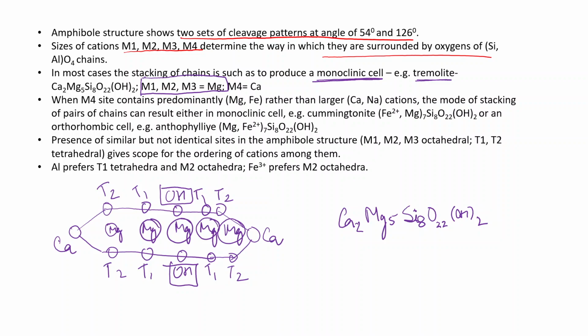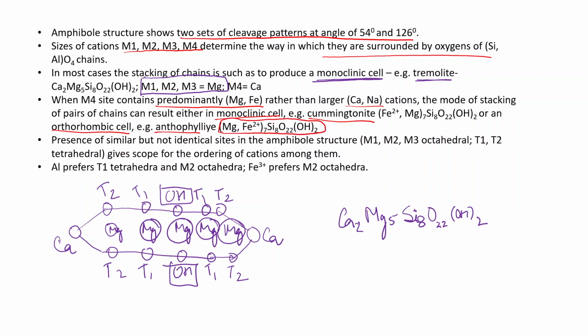Okay. Now, the M4 site is capable of containing other ions as well. So when M4 consists predominantly of Mg and Fe, rather than larger calcium and sodium cations, then the mode of stacking can result in a monoclinic cell, for example cummingtonite, which is Fe2+ Mg7 Si8O22(OH)2, or an orthorhombic cell, which is anthophyllite. Again the formula remains the same, so these are polymorphs.